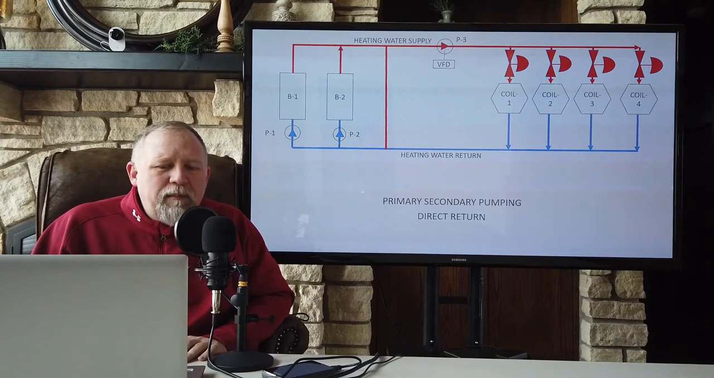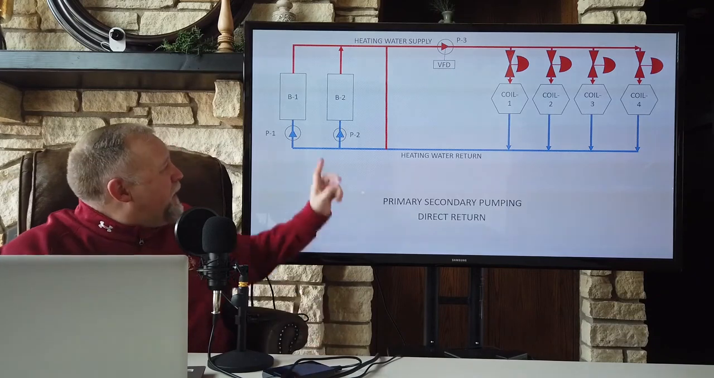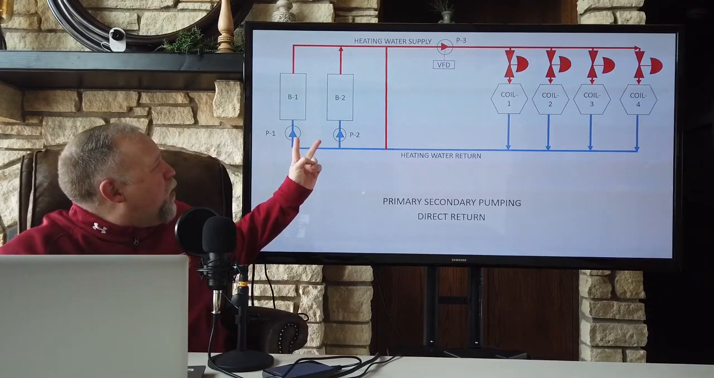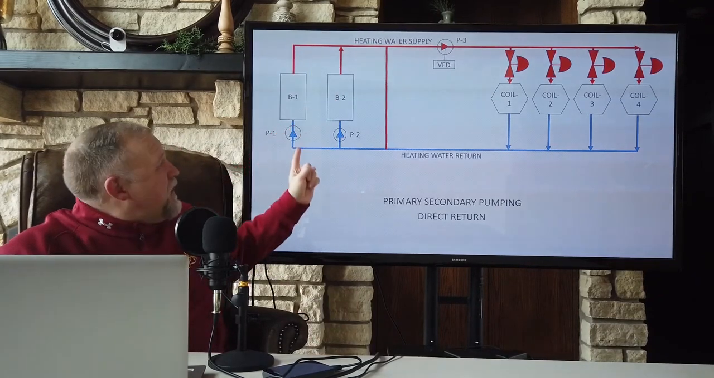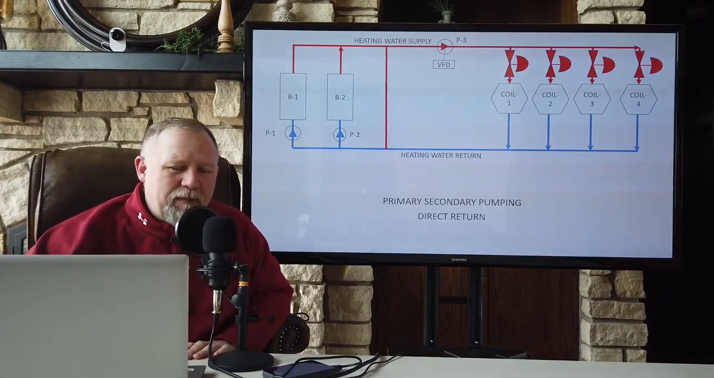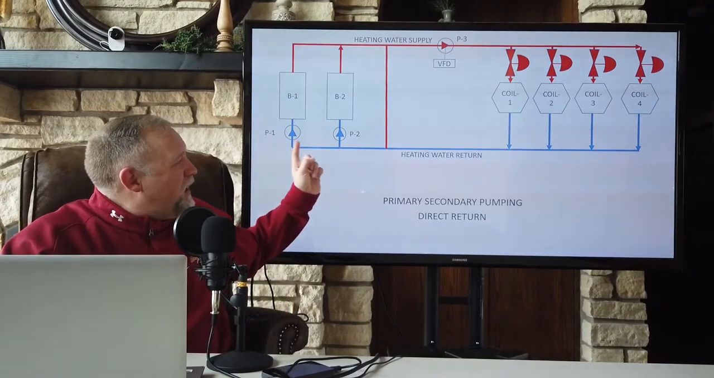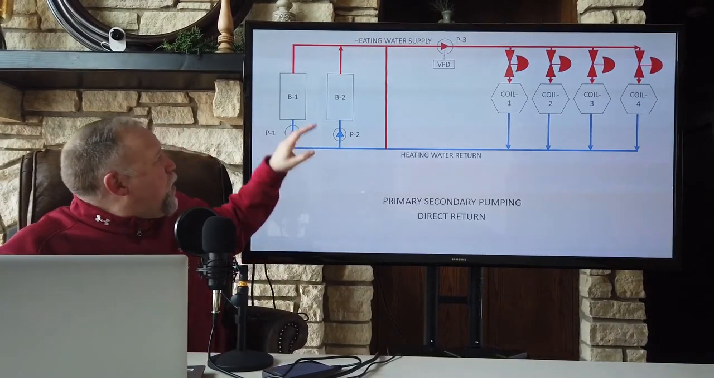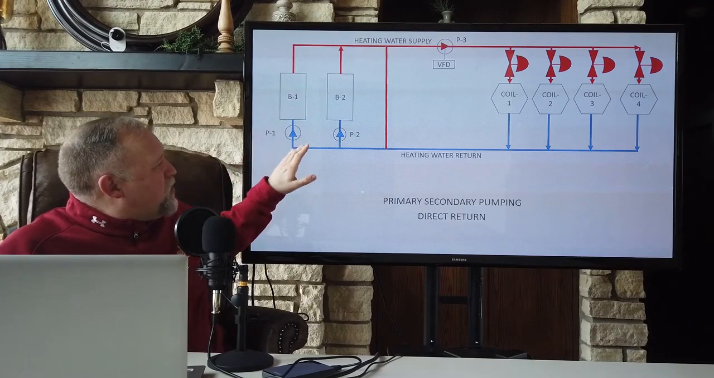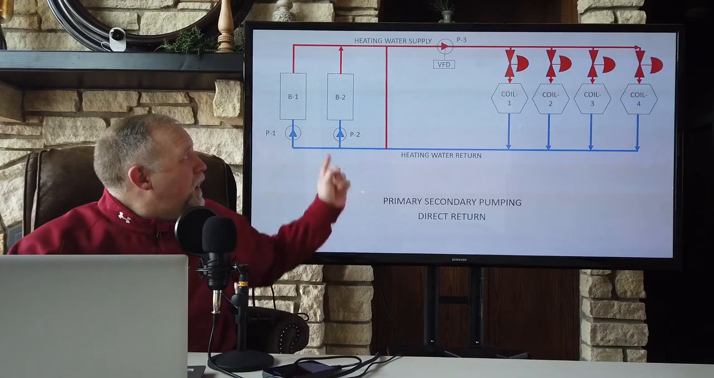Usually, pump P1 and pump P2 are relatively small because all they have to do is make up for the pressure loss of pumping the water through the boiler. These are probably fractional horsepower pumps, probably something mounted in line. They're not that big. They are also traditionally constant volume. In other words, when the boiler comes on, the associated pump comes on, and that's it. It's either on or it's off.